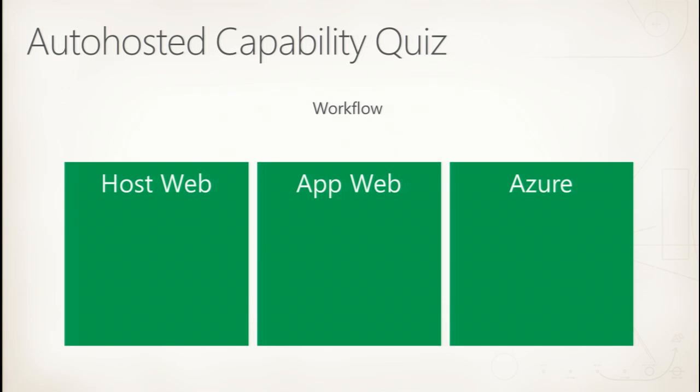Does anyone know if you're developing workflow in 2013, where's that going to live in this model? Azure? Yep. So lists and libraries. I want to create lists and libraries and add that to my auto-hosted model. Anyone? Yep, in the app web. And then client web parts. Yep, host web. And custom actions. Host web also. And then a web part page.